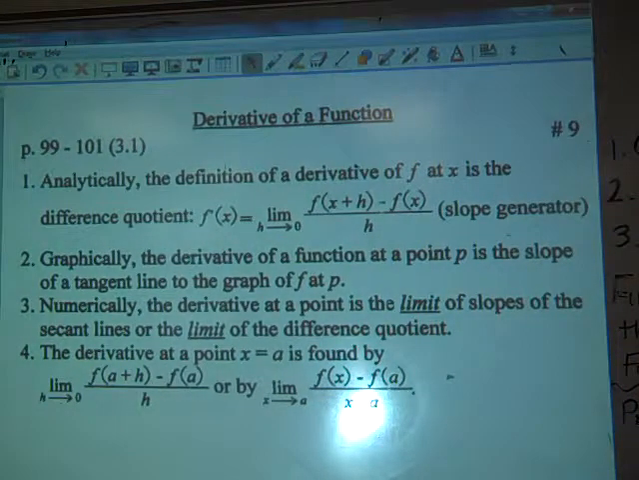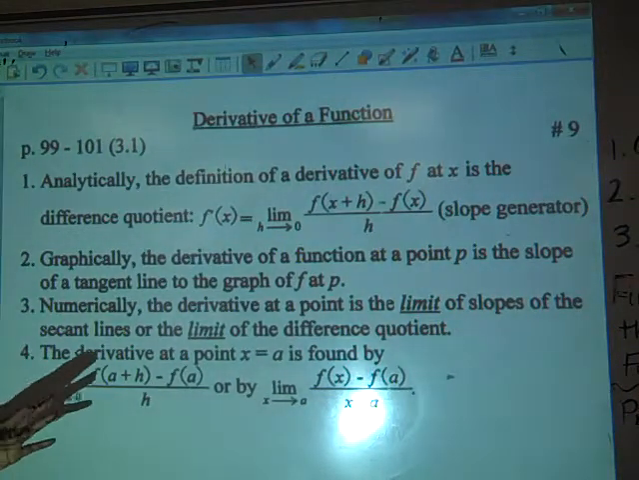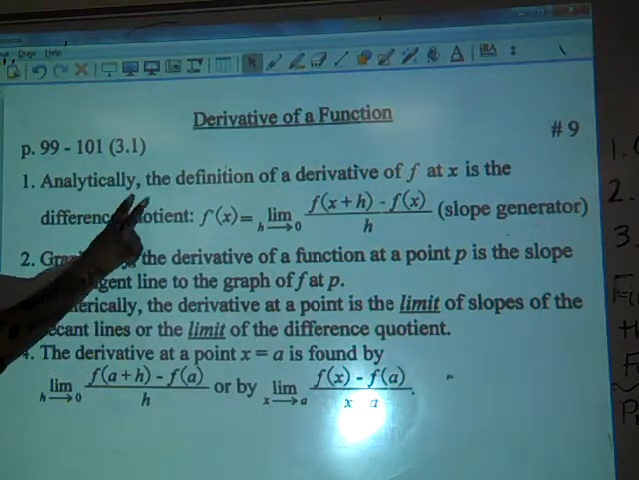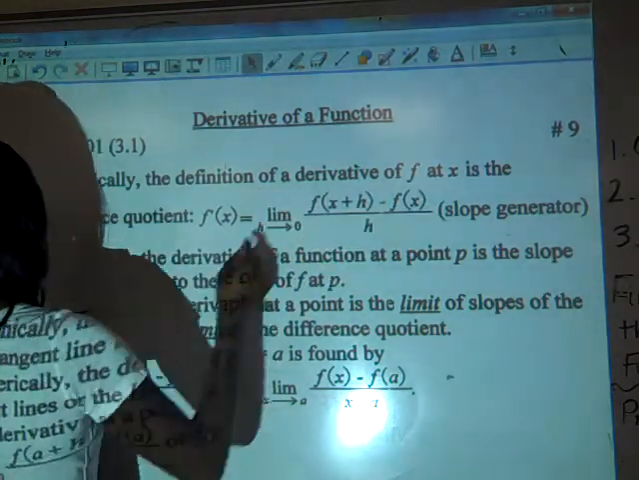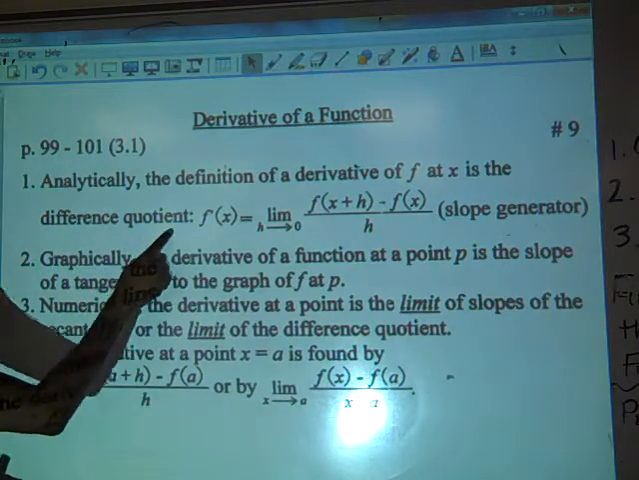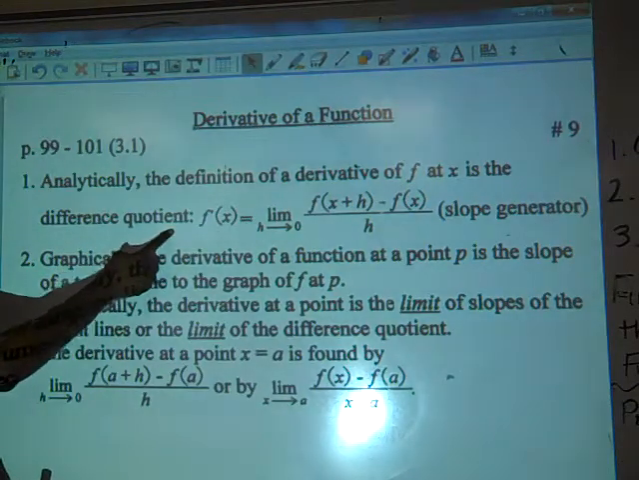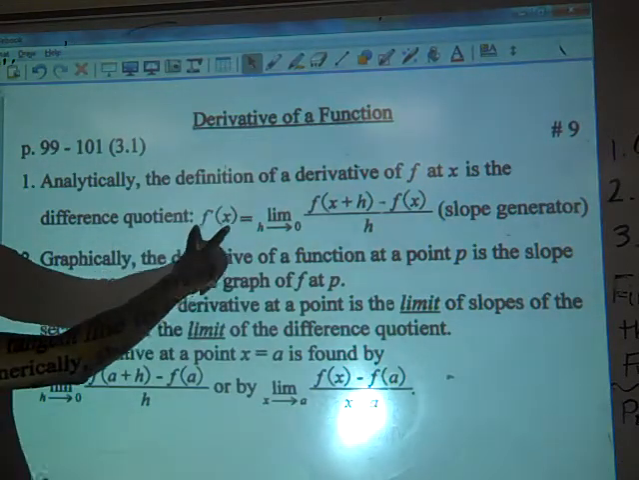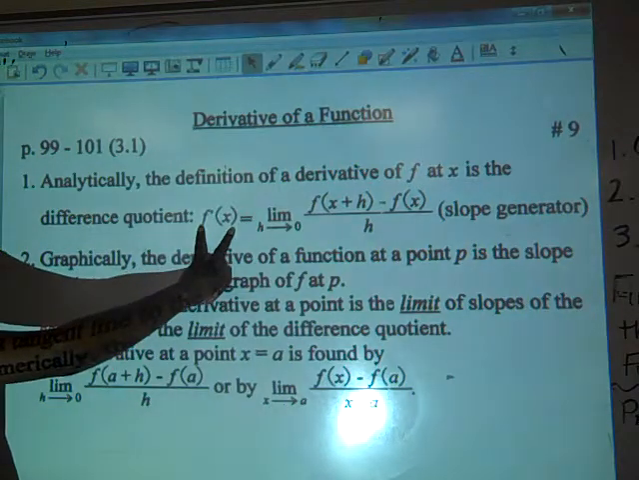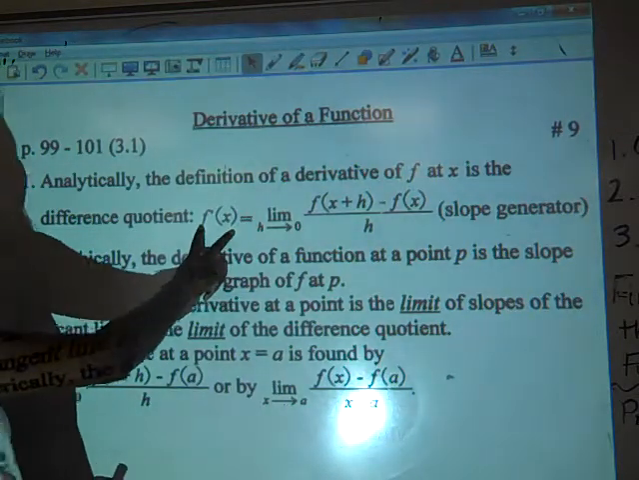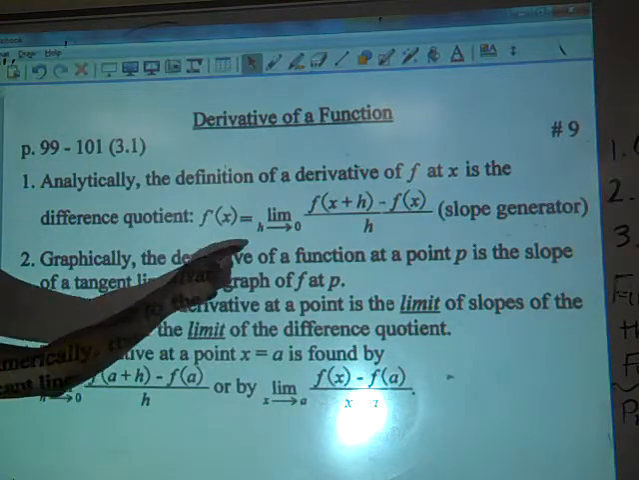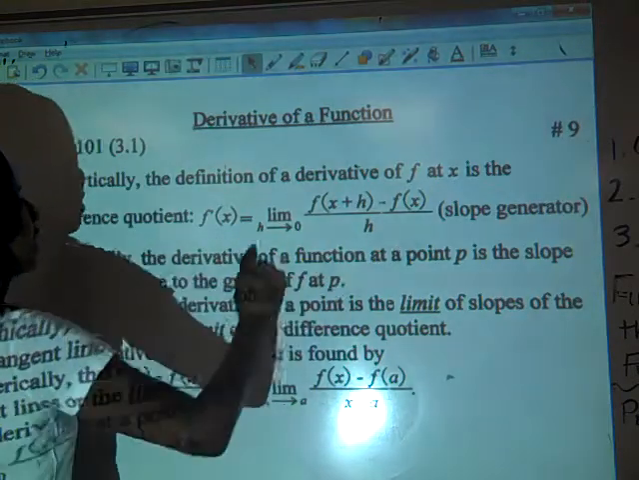It says, analytically, that's all the mathematical jargon, the definition of the derivative of f at x is the difference quotient, and it's actually the limit of the difference quotient, right? How do you read this expression right here? F prime of x, and it stands for the derivative. And it equals this expression right here.